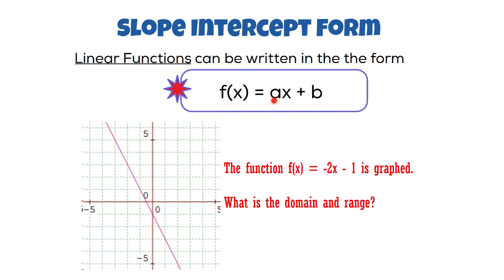a y. The a here just represents the slope. It's just an a instead of an m. This is actually the format and the letters that your graphing calculator uses.